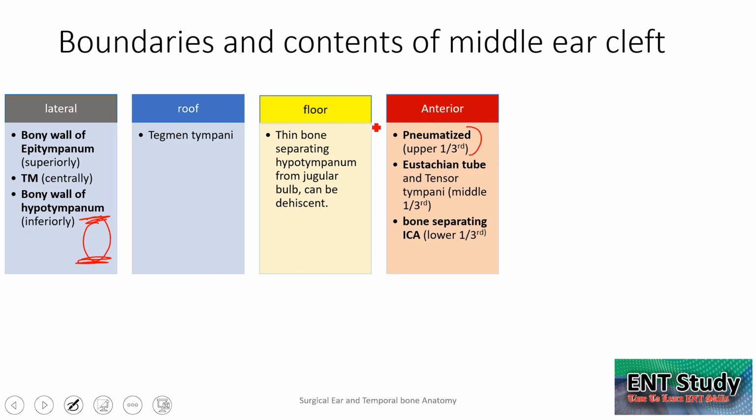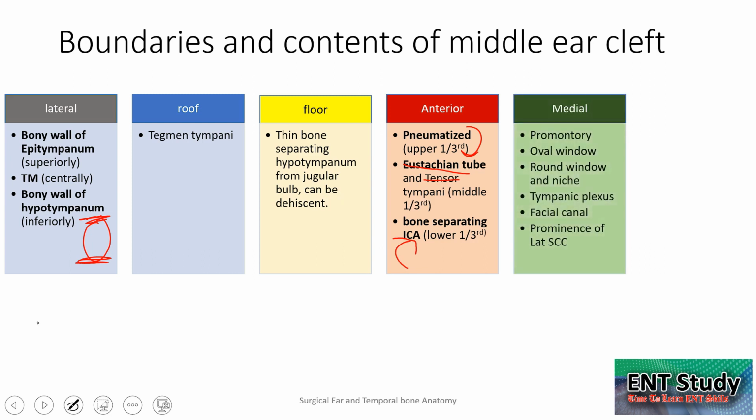The upper one third is pneumatized. The middle third has a eustachian tube and tensor tympani muscle, while the lower third has a bony canal which separates the internal carotid artery from the middle ear cavity. Medially, we have a lot of structures, naming the promontory, the oval window, the round window and its niche, the tympanic plexus, the facial canal, and the prominence of the lateral semicircular canal.